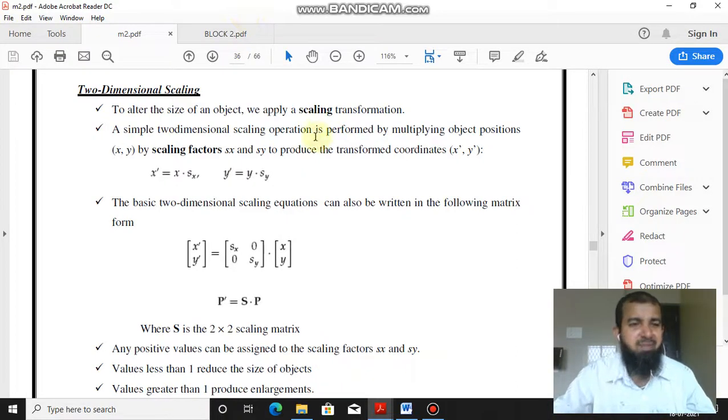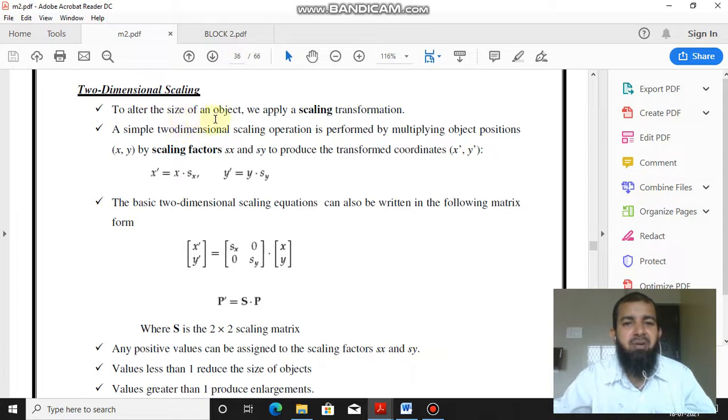Hello friends, we are discussing 2D transformation. In the previous video I explained two-dimensional translation and two-dimensional rotation. Now we study two-dimensional scaling. Scaling means expanding and condensing.